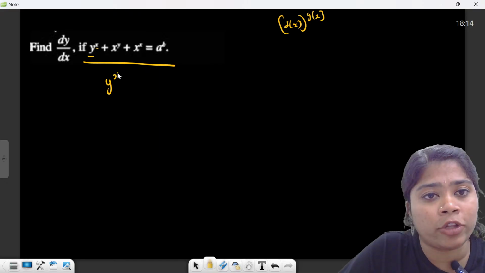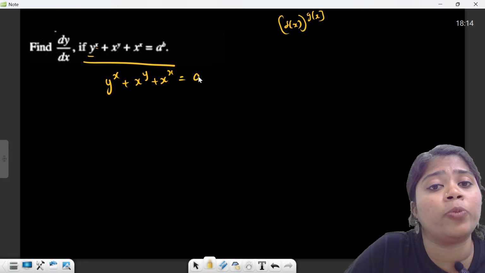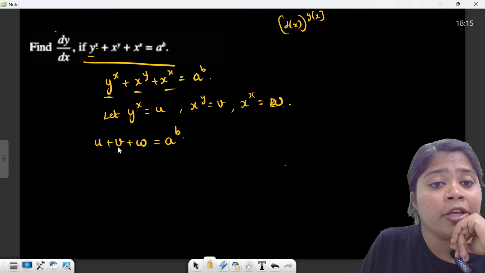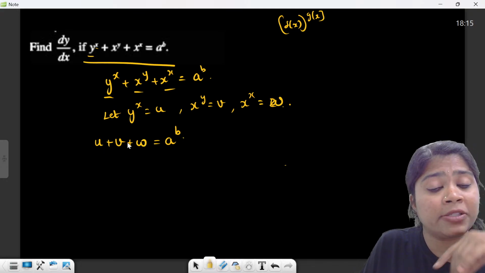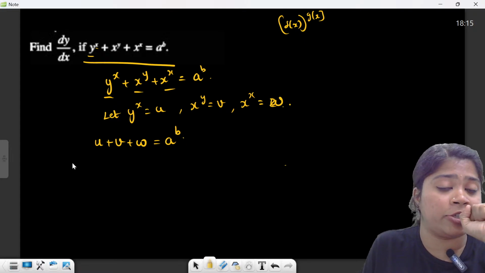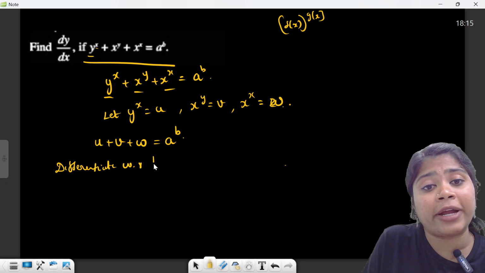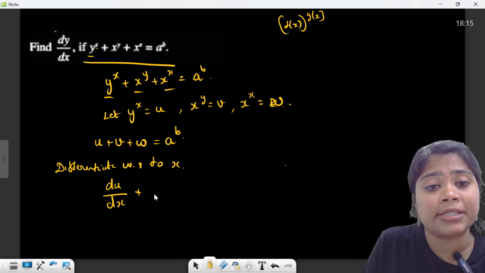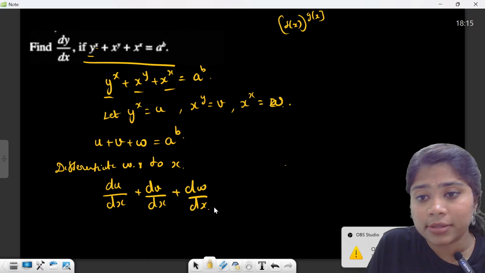So here you have y to the power x plus x to the power y. Each and every expression is to be differentiated separately. So I am taking u plus v plus w is equal to a to the power b. So this one I am differentiating with respect to x. So du by dx plus dv by dx plus dw by dx.